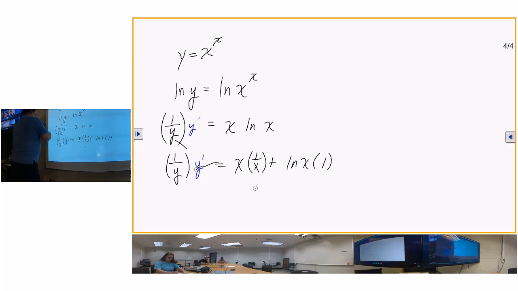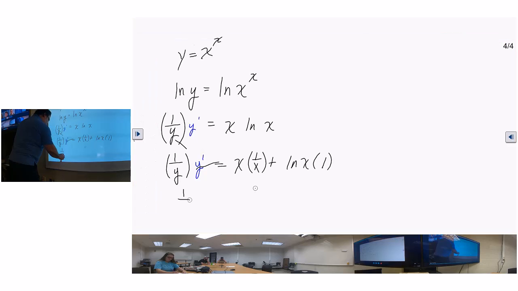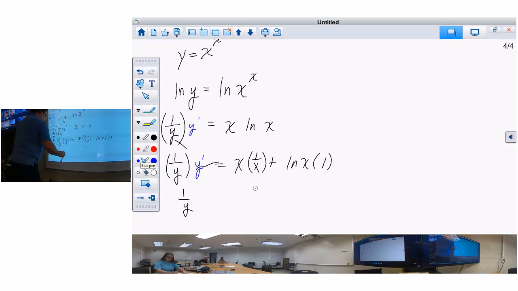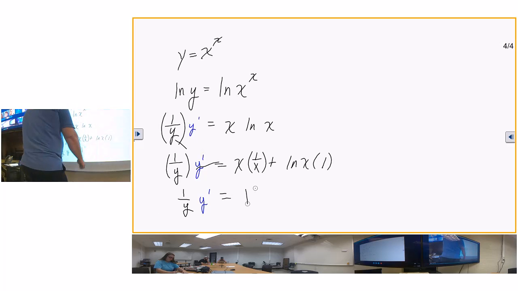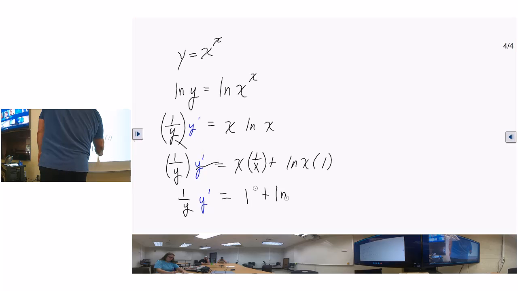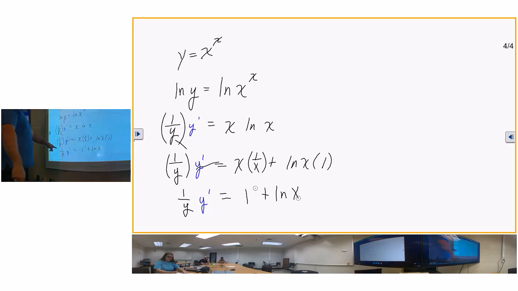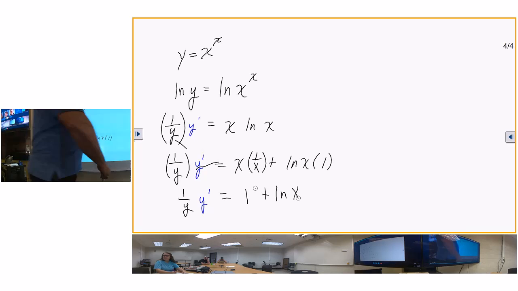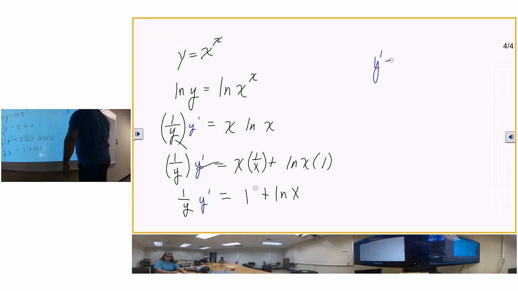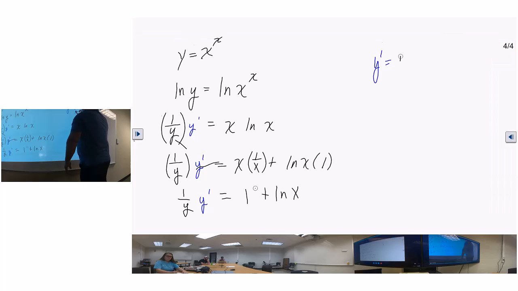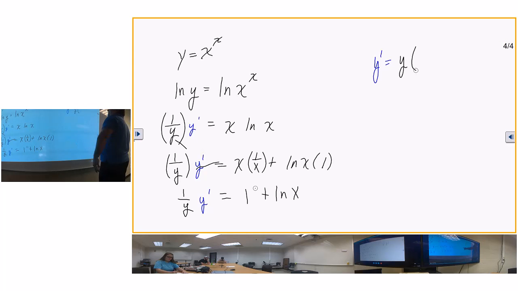1 over y times y prime is equal to, and of course that comes out to be 1 plus the natural log of x. And the y, you're going to multiply by y on both sides, so that's going to give you y prime, I'm going to put that in blue, y prime is equal to y times 1 plus the natural log of x.